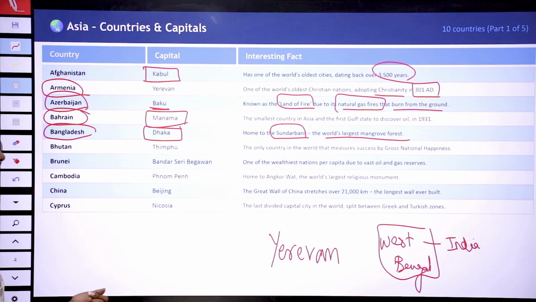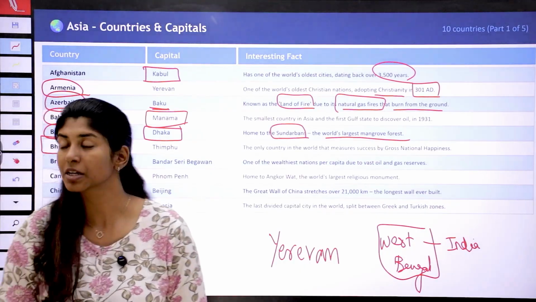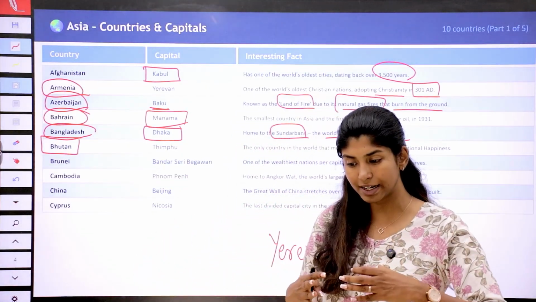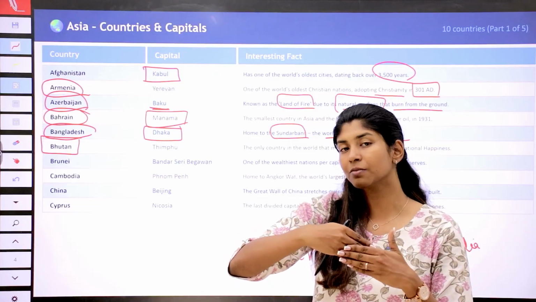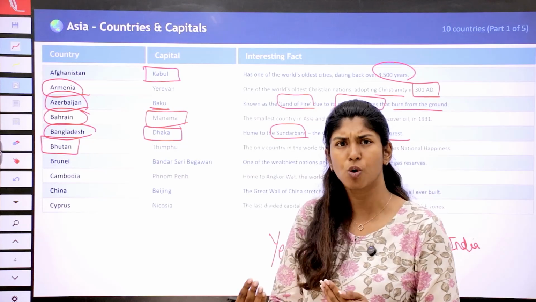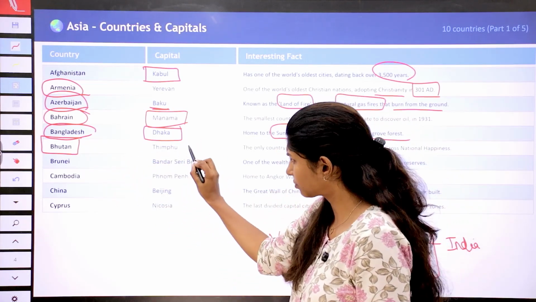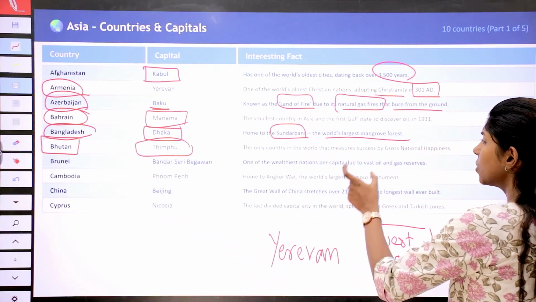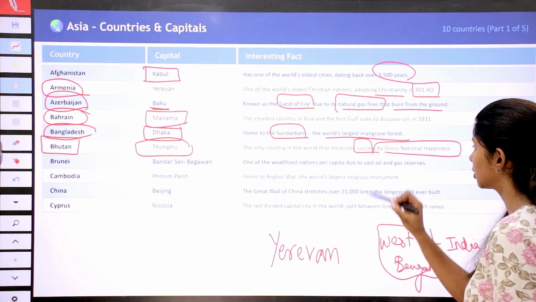Next is Bhutan. Again, another small country which is a neighbor to India. In the next class, we can also see how much space of India is occupied by the nearest neighboring country, with whom we share more border, with whom we share less border and all. But now, Bhutan. Bhutan's capital is Thimphu. This is the only country in the world that measures success by gross national happiness.